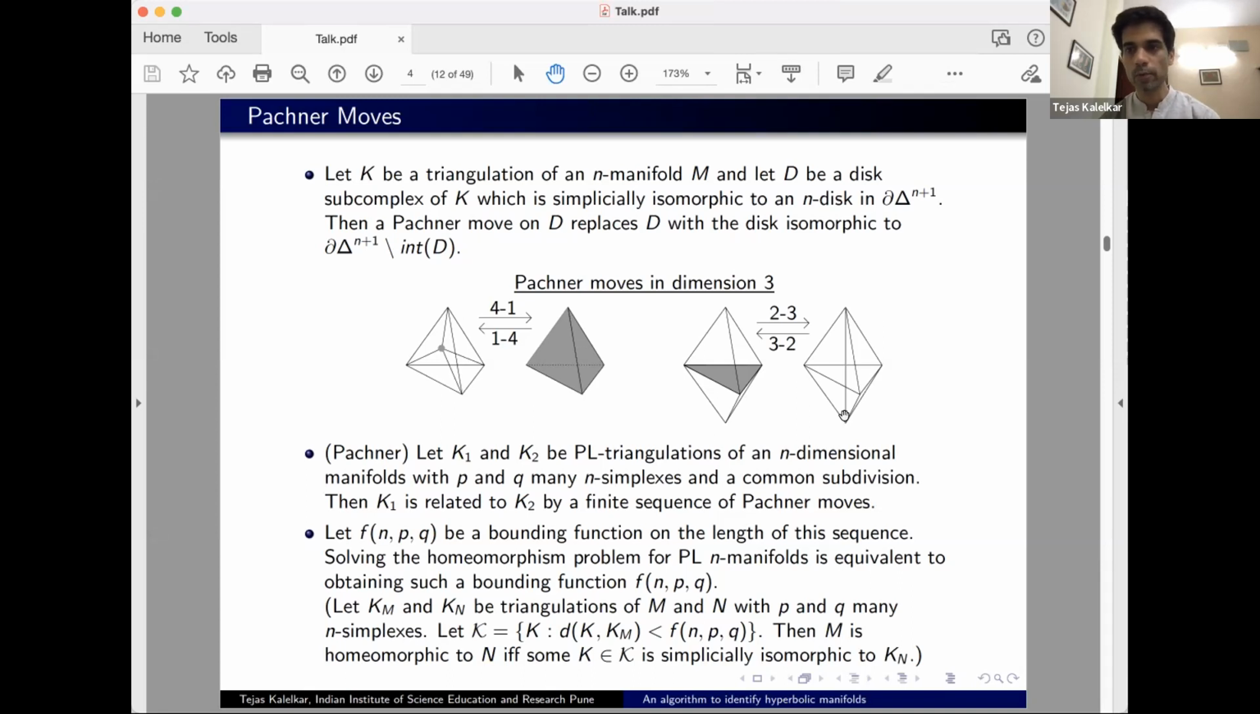So in order to solve the homeomorphism problem, what I would do is start out with Km and make a list of all triangulations that can be obtained from Km by at most F many Pachner moves. So this is some finite list of triangulations. And then I simply compare, at a simplicial isomorphism level, if any triangulation in this list is in fact simplicially isomorphic to Kn. If any of them is in fact the same, then the manifolds are homeomorphic. And if none of them are the same as Kn, then the manifolds are not homeomorphic. So that is a simple algorithm to implement with explicit runtime bounds for the algorithm as well.